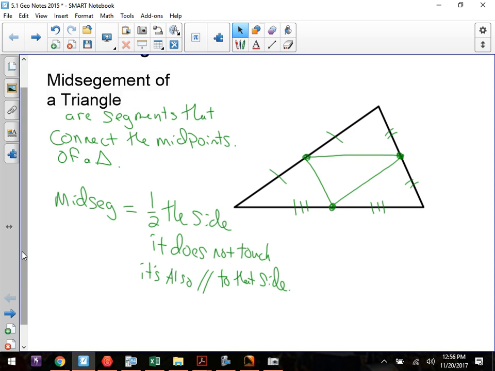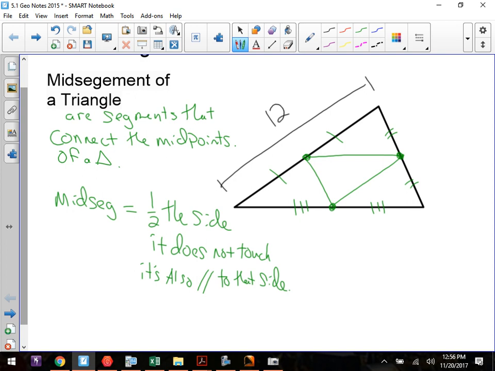For example, if I know that this side length here is 12, the midpoint makes each of those 2 segments how much? They're both 6. Okay. So that means this part is 6, this part is 6, and how much is the mid-segment? 6. Okay. It'll also be 6, reason being because it's equal to half the side it doesn't touch. Well, if the side is 12, that makes it 6.